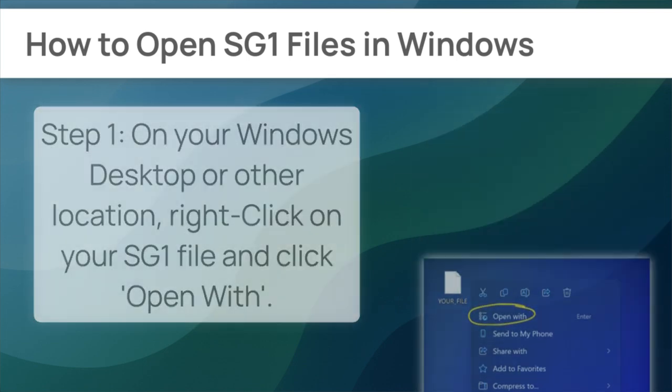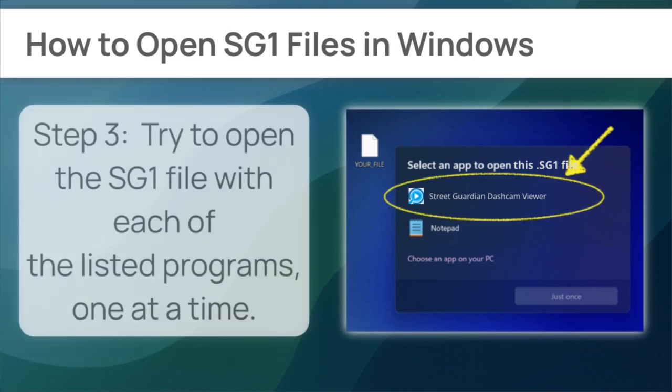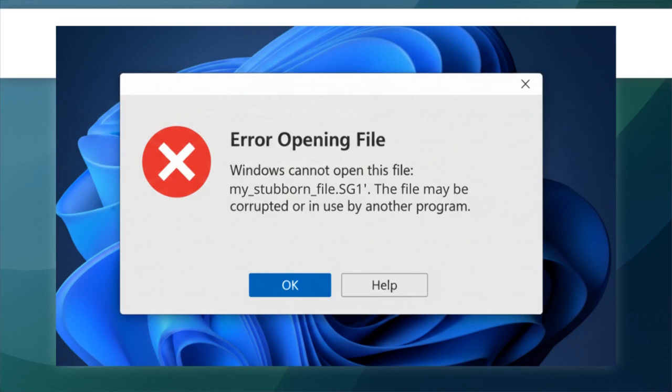Right-click the SG1 file and select Open With. Try Street Guardian Dashcam Viewer as your first attempt. If you don't see it, choose another application. Keep testing until the file cooperates. If you cannot access the SG1 file, no problem.